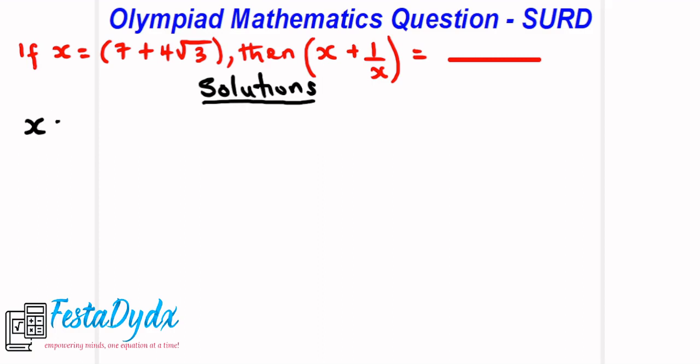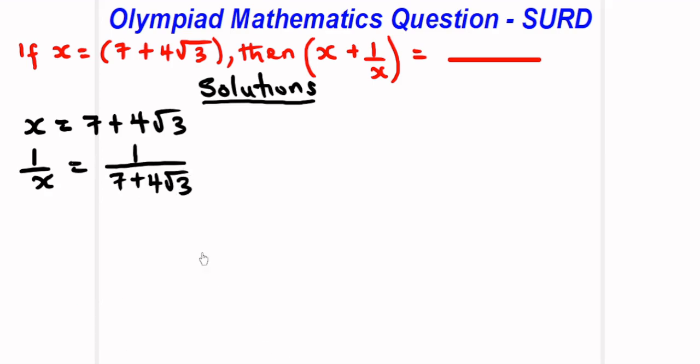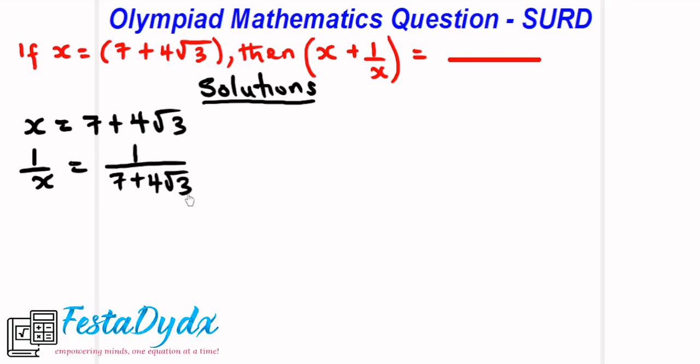So remember, x is provided as 7 plus 4 root 3, and then we need to look for 1 over x. So 1 over x should be 1 all over 7 plus 4 root 3. Judging from what we have now, the denominator needs to be rationalized. And how do we rationalize a binomial surd? A binomial surd is a surd that has two values joined by a plus or minus sign. Here it is joined by a plus sign. To rationalize this denominator, that means we need to make the denominator a rational number. So we need to look for the conjugate of this surd.